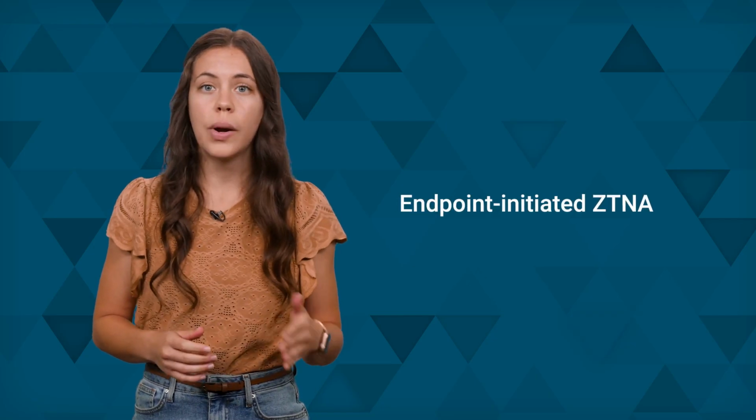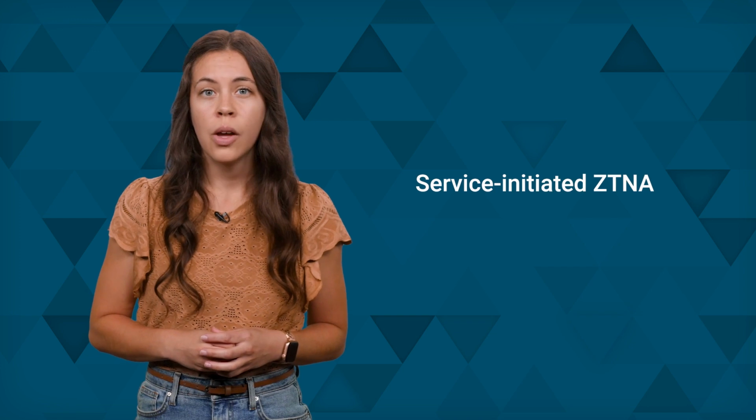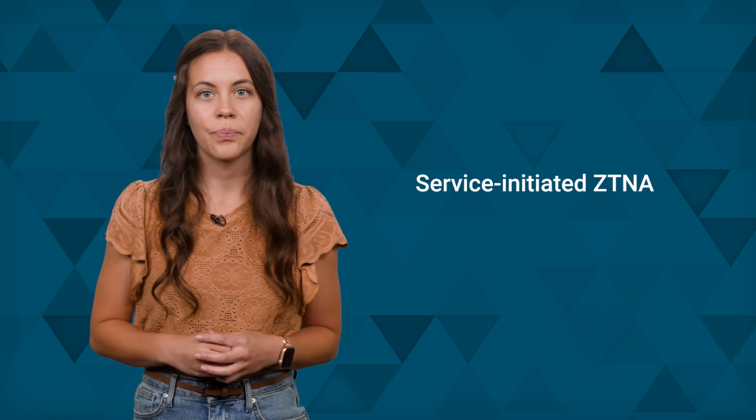The first is endpoint-initiated ZTNA, also known as agent-based ZTNA. This type involves deploying software agents on each network endpoint. A broker decides, based on policy, if a user or device can access a resource. If it's allowed, a gateway initiates a session to permit access. The second type is service-initiated ZTNA, which is sometimes called clientless ZTNA. This type involves using a connector appliance in an organization's private network to initiate connections to the ZTNA provider's cloud. A ZTNA controller initiates a session if the user and device meet policy requirements.